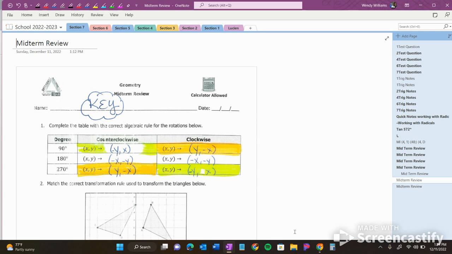On the semester exam review, they're showing me counterclockwise, and they're showing me clockwise. If they're showing me counterclockwise and clockwise, then we need to be very careful because it's going to be on the exam. Don't forget that 90 degrees counterclockwise is equal to 270 clockwise, and vice versa. 270 counterclockwise is equal to 90 degrees clockwise.